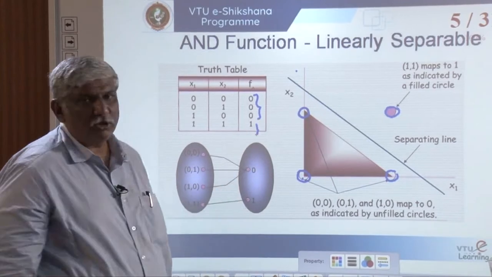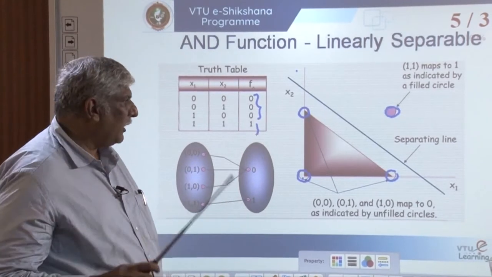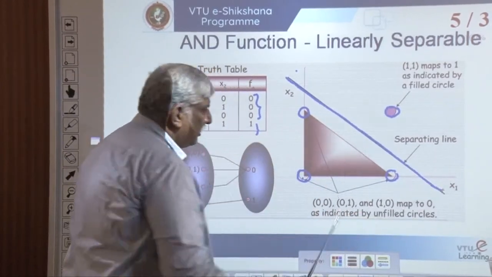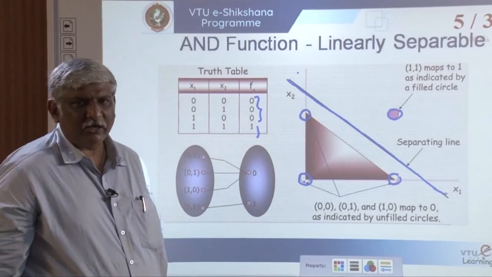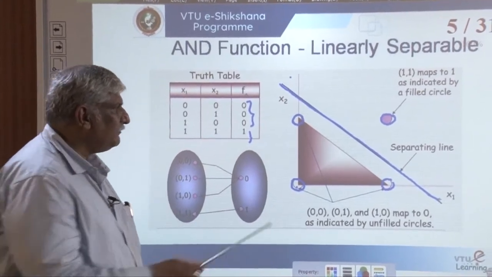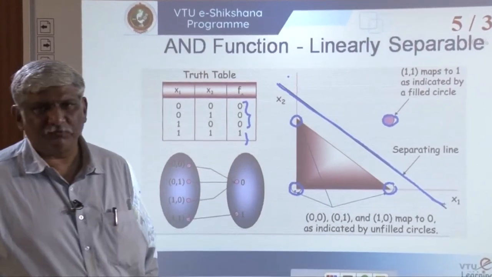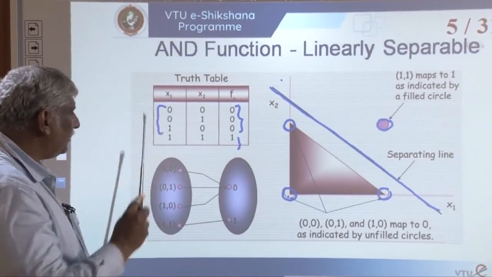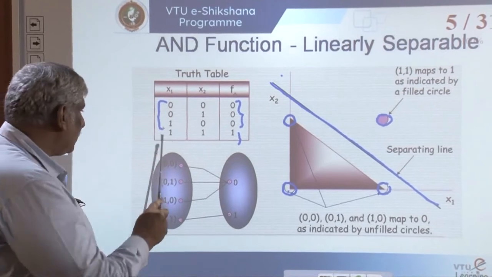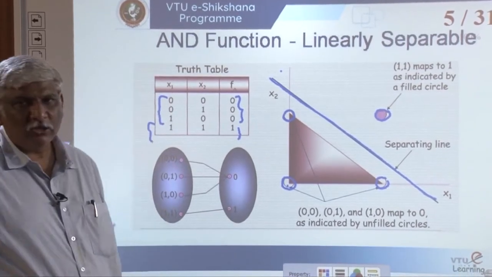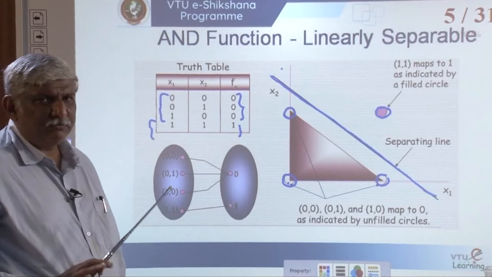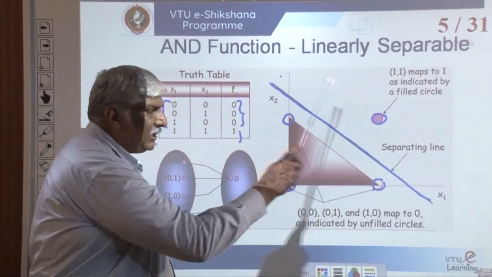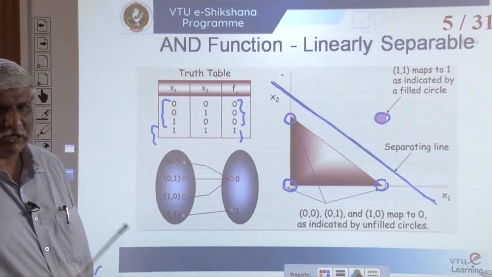I should be able to separate these two categories. How can I do that? I can draw a straight line like this. If I draw the straight line, then I can classify these two categories of outputs, so that I can find out for which input categories I get the output 0 and for which I get the output 1. So this is a simple AND function which is linearly separable, because using a simple line I can segregate the possible output cases.